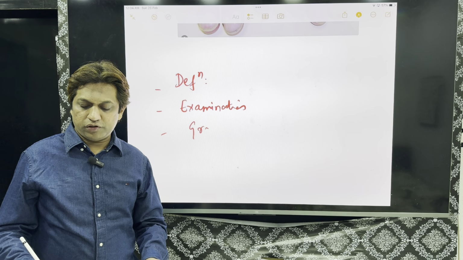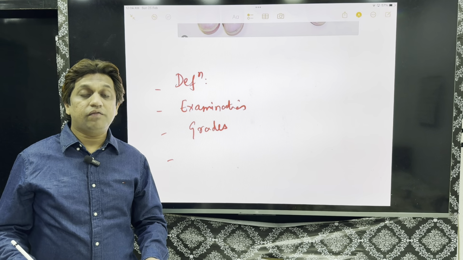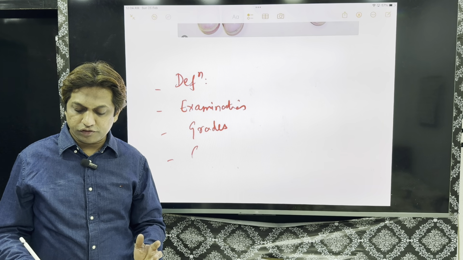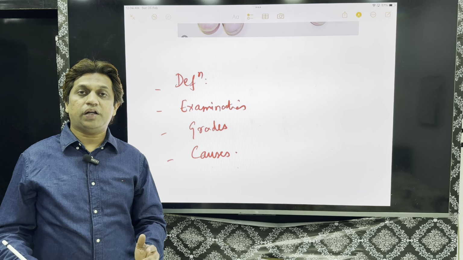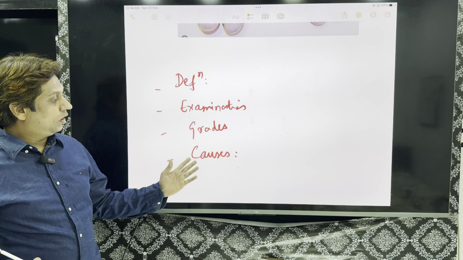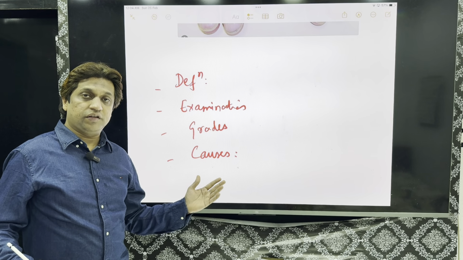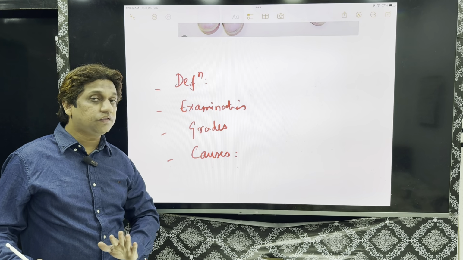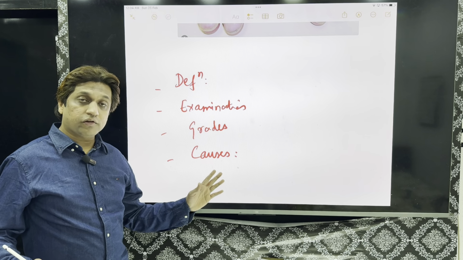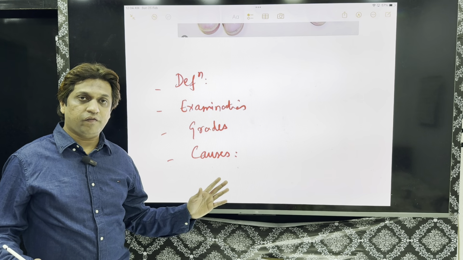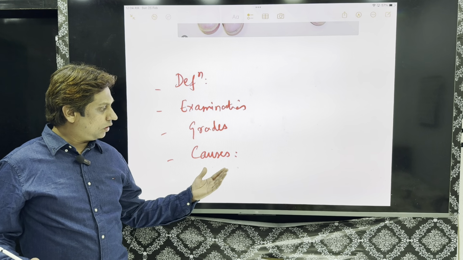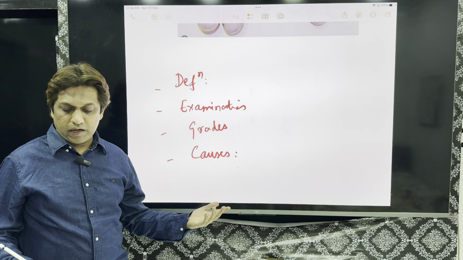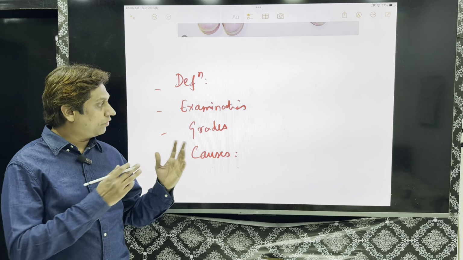Then we will discuss the grades of clubbing, then the causes of clubbing. Many times in our MBBS curriculum, this will be asked in the clinical assessment, right from the first year in the subject physiology in general physical examination, and also in the final examination of medicine. Usually it is the causes of clubbing, grading of clubbing, and how to examine for clubbing.